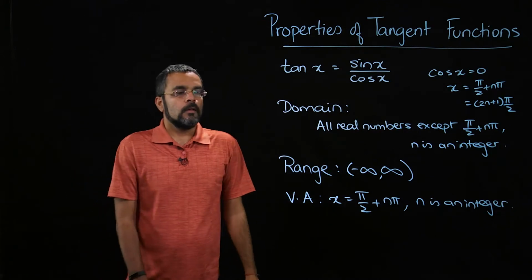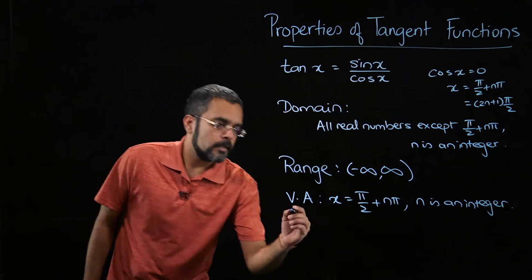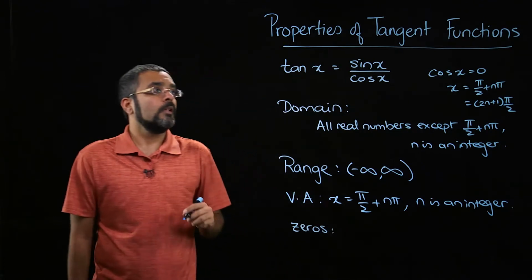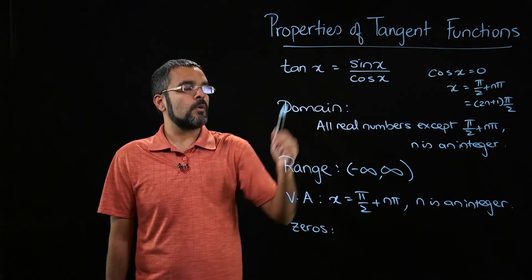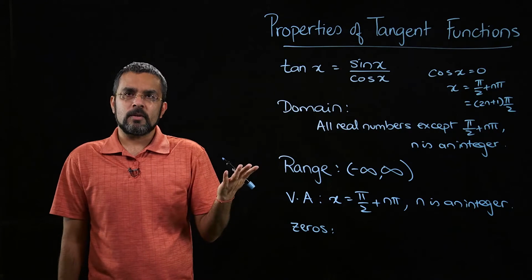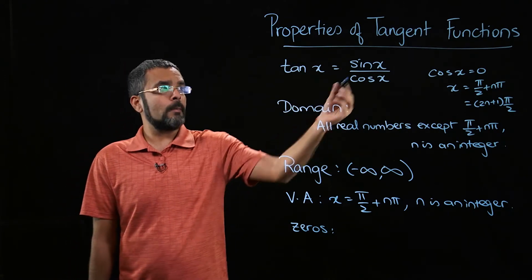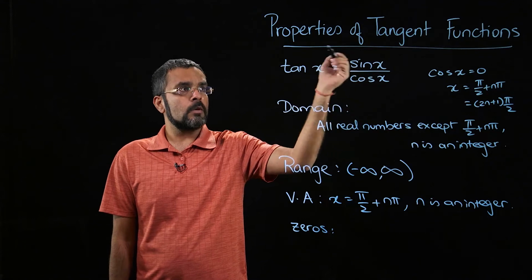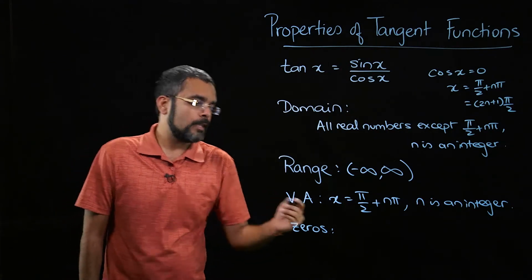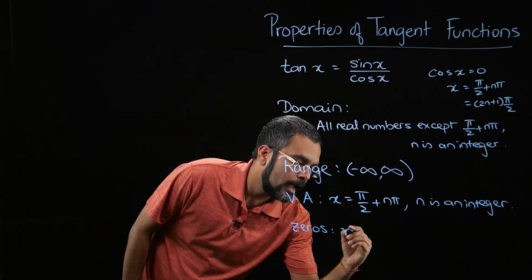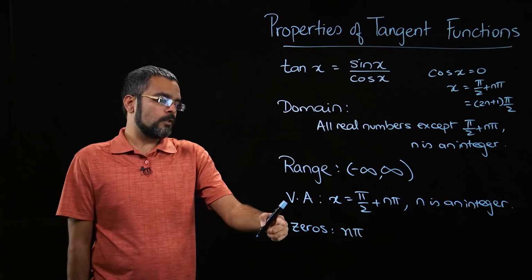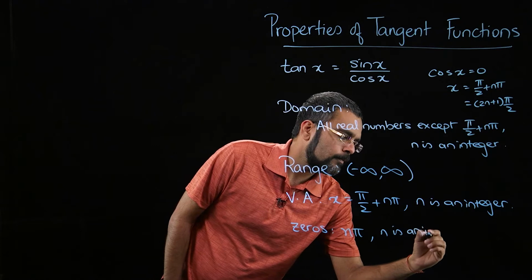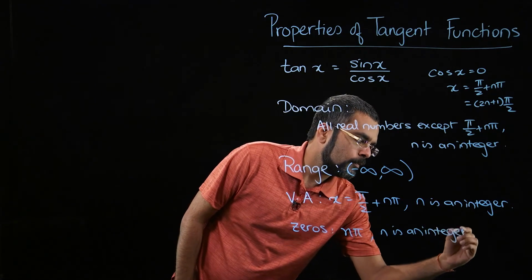Okay. Then what are the zeros of my tangent function? Well, it's a fraction, I have sine over cosine. When is a fraction equal to 0? A fraction is equal to 0 when my numerator becomes 0, right? So basically, wherever sine is 0, tangent has to be 0. And so we know that happens at n pi. So the zeros of my tan function are n pi, where n is an integer. Okay.